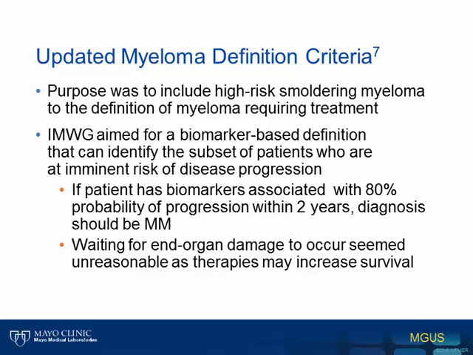The International Myeloma Working Group developed updated criteria to define multiple myeloma requiring treatment, published in November of 2014. The International Myeloma Working Group aimed for a biomarker-based definition that can identify the subset of patients who are at imminent risk of disease progression. If a patient has biomarkers associated with an 80% probability of progression within 2 years, even in the absence of symptoms, the diagnosis should be multiple myeloma. Waiting for end organ damage to occur before initiating treatment seemed unreasonable, as therapies may now increase survival.